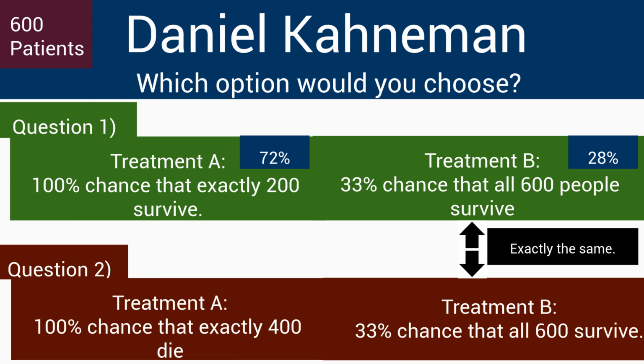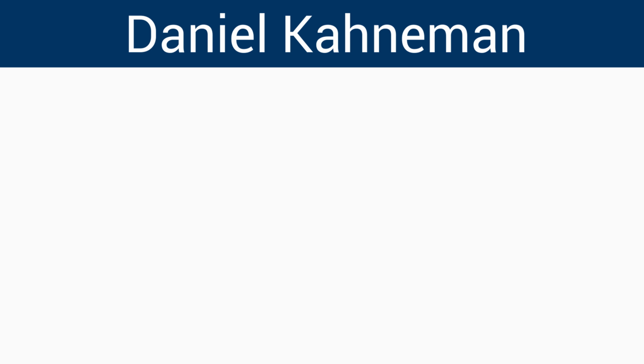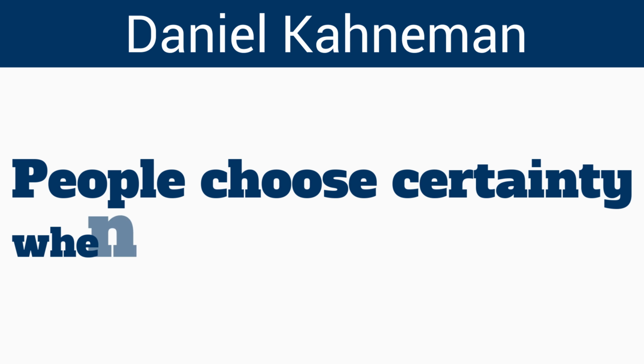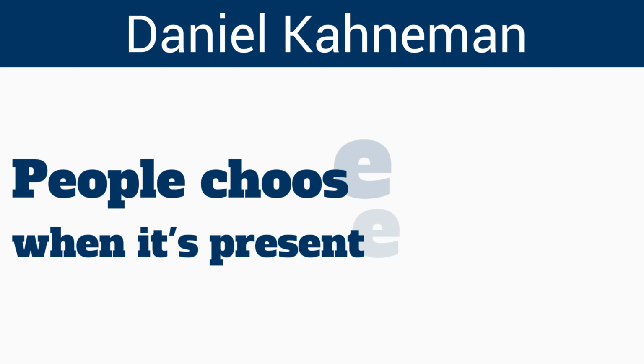But the results in question 2 are very different. The choice in this question is actually the exact same choice, since if 400 people are certain to die, then the other 200 are certain to live. Only the wording is different, yet when faced with question 2, only 22% of people went with the certainty that 400 people would die. This reveals that people choose the more certain option when it's presented in a positive way, but they are willing to take their chances when the same option is presented in a negative way.